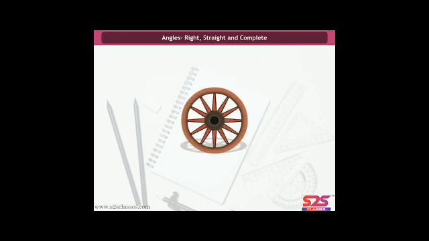Now let us consider another example. Consider a wheel with 12 strokes. Here 1/4 of the revolution makes a right angle. 1/2 of the revolution, that is, two right angles, make a straight angle. 3/4 of the revolution is equal to three right angles. And one complete revolution is equal to four right angles, which is equal to one complete angle.